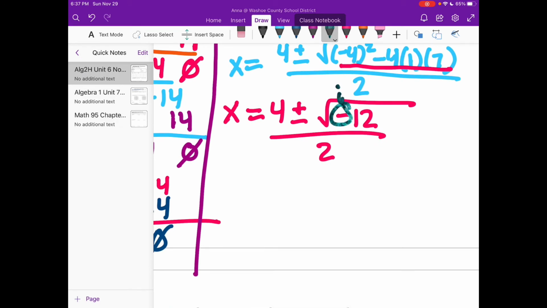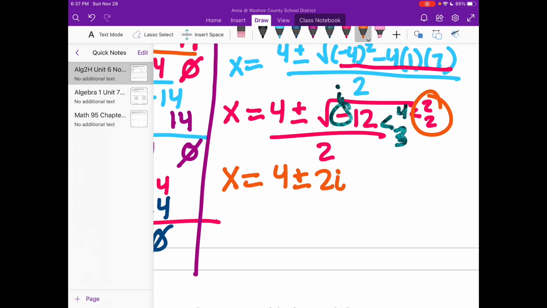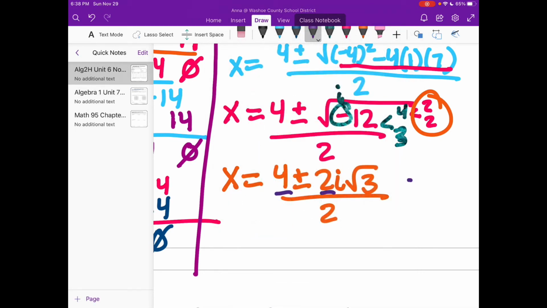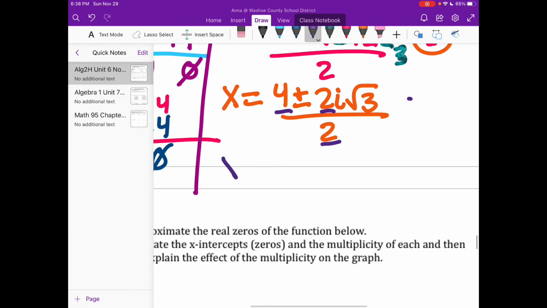All right, we definitely are going to take out an i, and we have to factor this 12 down. 12 is 4 times 3. 4 breaks down to 2 times 2. So x equals 4 plus or minus 2i, and then the 3 stays on the inside, all over 2. Simplify that because you can simplify your outside numbers only. They can all be divided by 2. So x equals 2 plus or minus i root 3. That's 2 zeros right there because of this plus or minus: 2 plus i square root 3, 2 minus i square root 3.